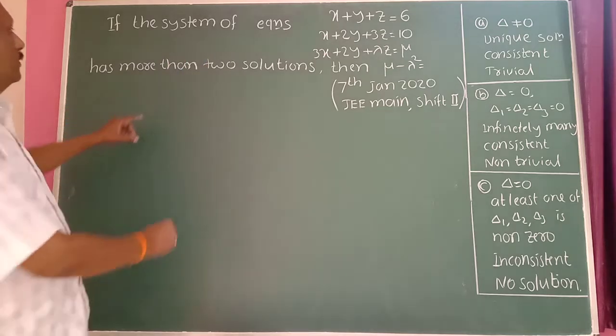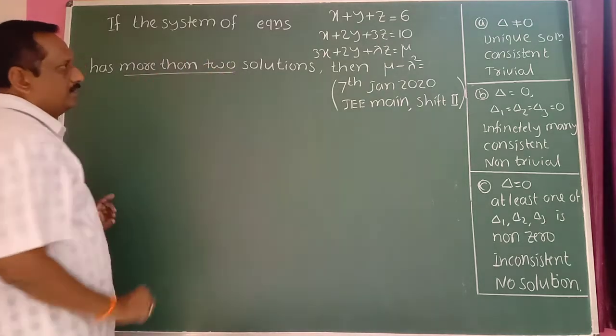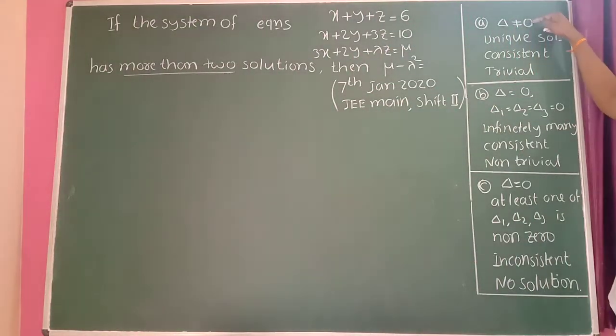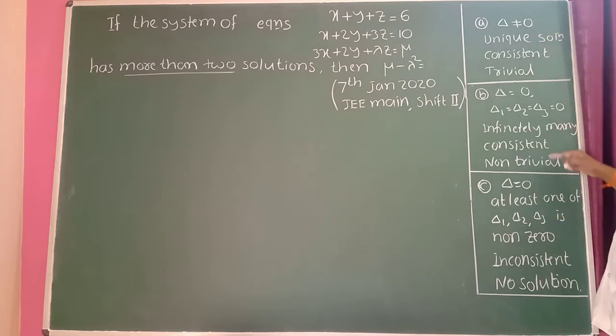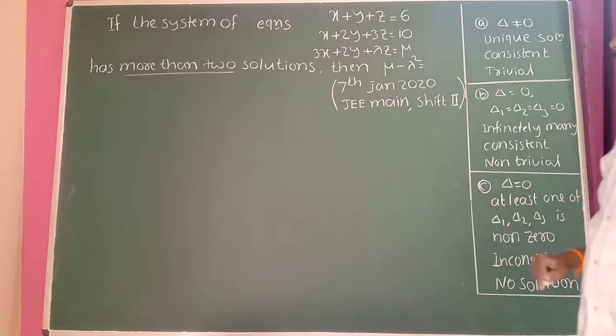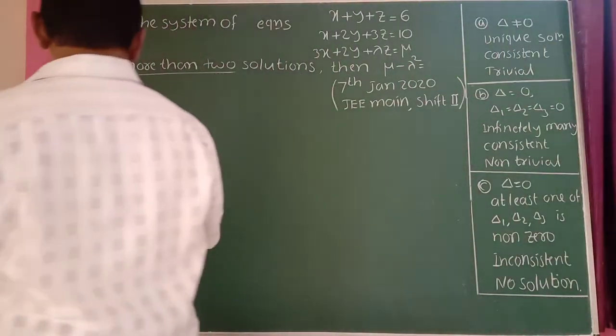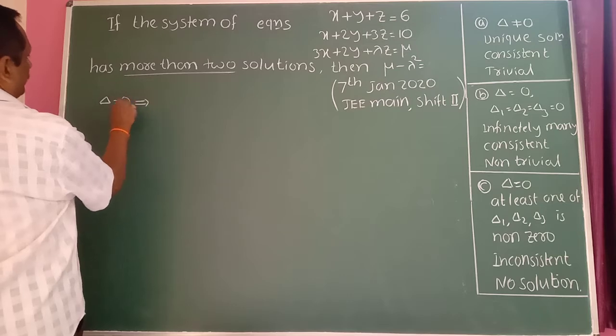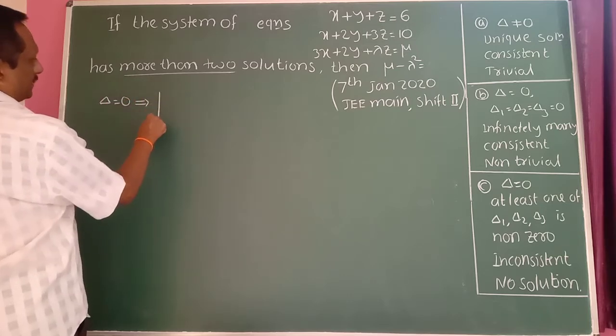Therefore, it has more than 2 solutions. If it is a unique solution, then delta is not equal to 0. If it has more than 2 solutions, that means infinitely many solutions. In that case, delta is equal to 0, as well as delta 1, delta 2, and delta 3 are also 0. Hence, here delta is equal to 0.